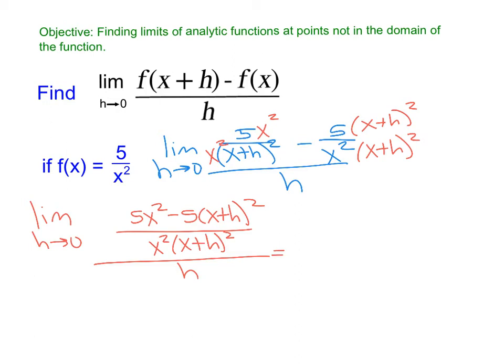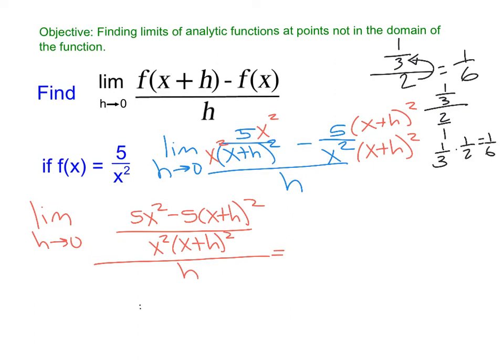Now, this always messes kids up. When you're dividing a fraction by a number, say, if I have 1/3 divided by 2, that's 1/6. When you're dividing a fraction by a number, you can just move that into the denominator. Or think about it this way: 1/3 divided by 2 is really 2 over 1. When you divide by a number, you multiply by the reciprocal. So 1/3 times 1/2 is 1/6. The reason I'm telling you this is because this h can just go in the denominator.